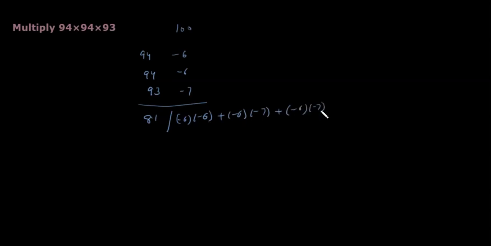Again the base is 100. This is 94, 94 and this is 93. 94 is 6 less than 100 and 93 is 7 less than 100. Now we can calculate first part by subtracting the sum of negative 6 and negative 7 from 94, which is 81. For the second part, we can multiply these pairwise and add. Now this is 36 plus 42 plus 42 and this is equal to 120. So second part is 120.